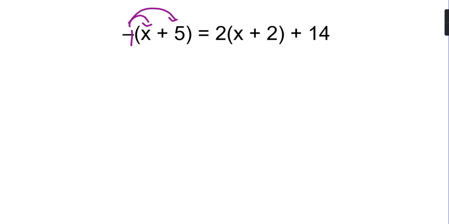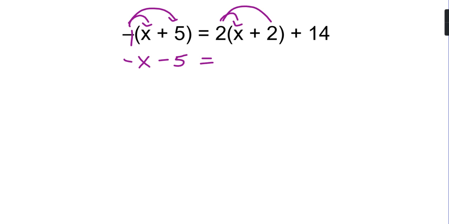Minus x or negative 1 times x is the same thing. Either way, it flips the sign of positive x to negative x. And negative 1 times 5, we're just distributing that minus sign to the 5, also flips it to a negative 5. Okay?